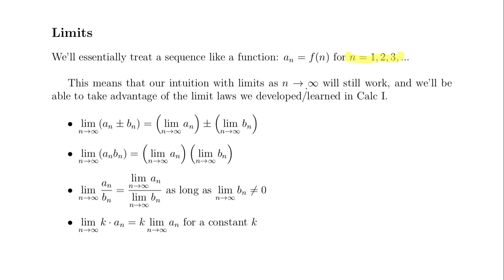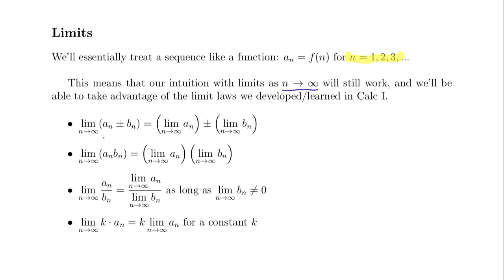So if we can treat a sequence like a function that takes in this input and spits out an output, then that means that most of our intuition about limits is going to still work. So specifically, we're only caring about the limit as n goes to infinity, which is good news for us. We're going to restrict ourselves to thinking about that specific limit, but all the limit laws that we've talked about in Calc 1 are still going to hold.